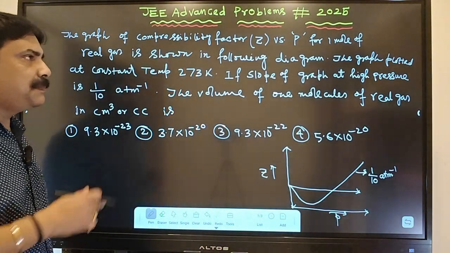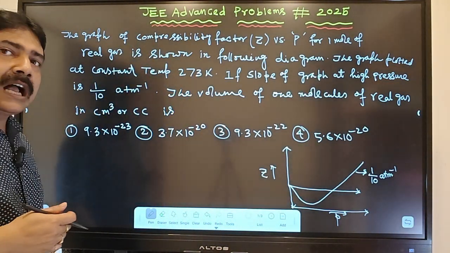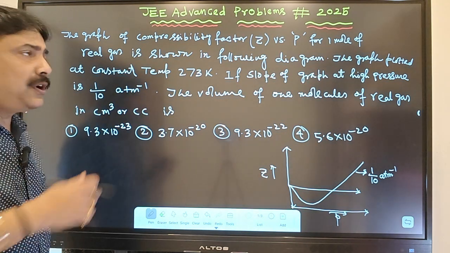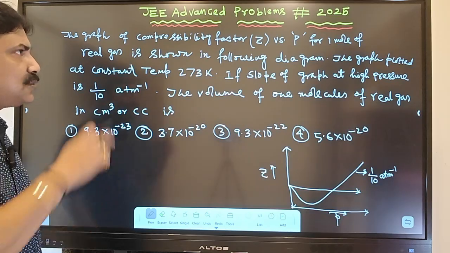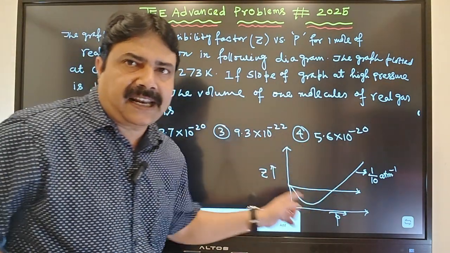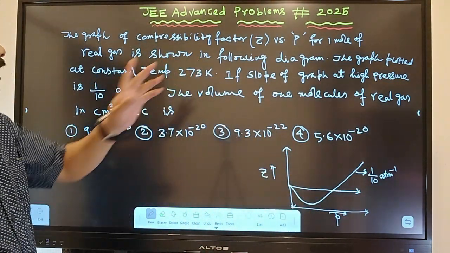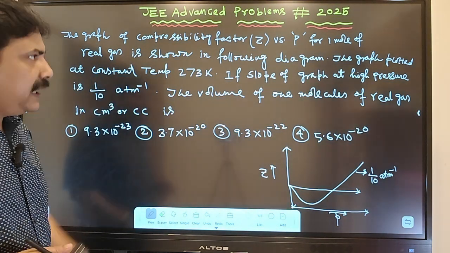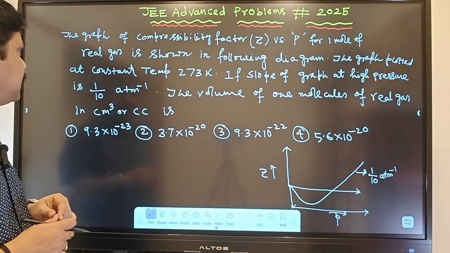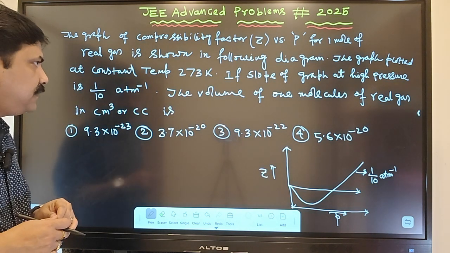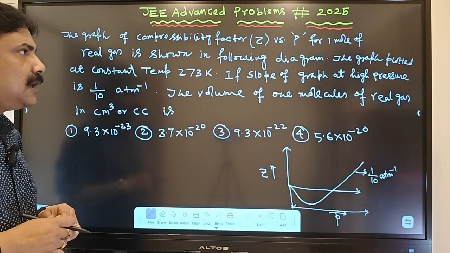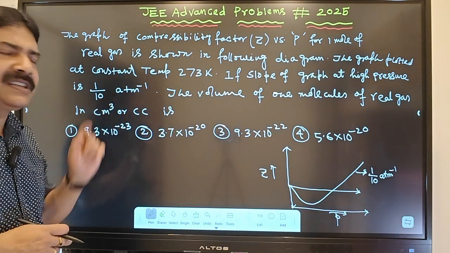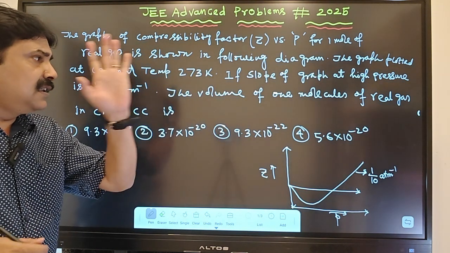Here, if you look at the problem, they are giving the graph of compressibility factor Z versus P for 1 mole of real gas, shown in the following diagram. The graph is plotted at a constant temperature of 273 Kelvin. If the slope of the graph at high pressure is 1 by 10 atmosphere inverse, the volume of one molecule of real gas in cubic centimeter, or cc, is... they are giving 4 options.